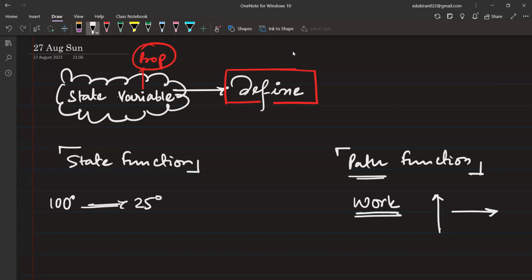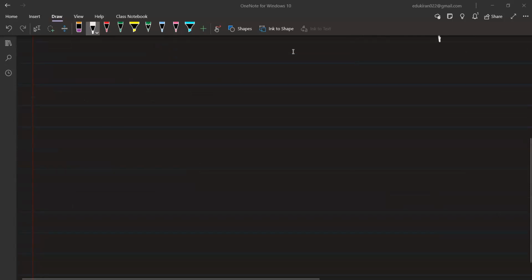So all of you understood the difference between state variable and state function. What is a state variable? A state variable can be any property, work or heat, whatever property. But state functions are functions which are only dependent on the state and not the path of the process. Is this clear? Yes or no? Please tell me. Yes, sir. Right. Achha.